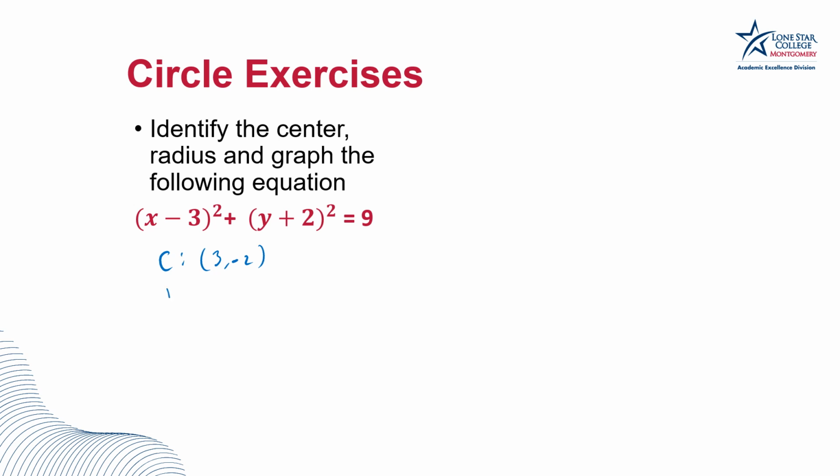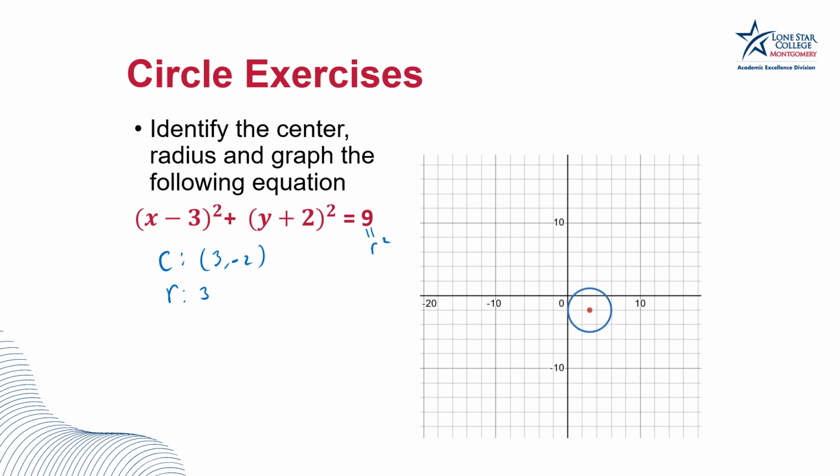And for our radius, we know the right side here is going to be our r squared. So if r squared is 9, then r itself would just be 3, because the square root of 9 gives us 3. If we were to graph it, it would look something like this: you graph your center first, (3, -2), and then you move in any direction 3 spaces, up, down, left, or right, and then you connect your dots and it creates your circle.